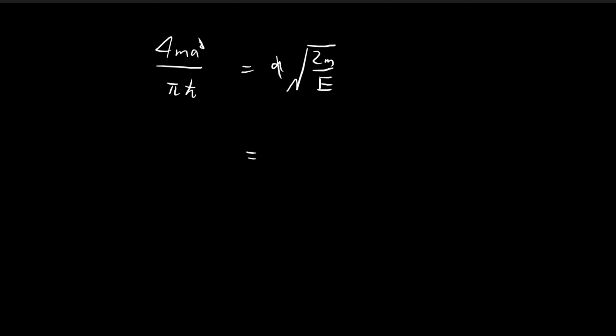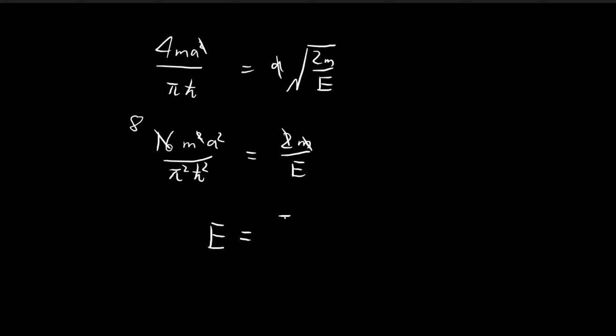Here we can just cancel this out, and I'm going to square both sides, which gives me 16m squared a squared divided by pi squared h bar squared. On the right hand side, I have 2m divided by E, so m cancels out. This gives us 8. So you see that E is going to be equal to pi squared h bar squared divided by 8ma squared. And this is actually equal to the first energy level divided by 4.